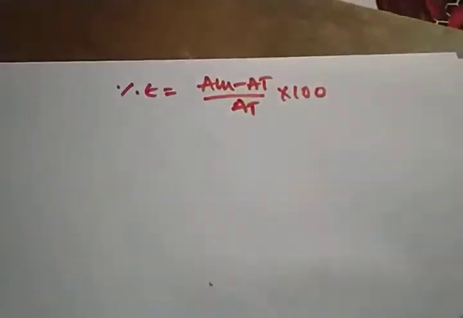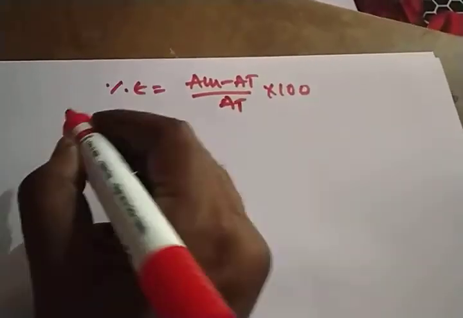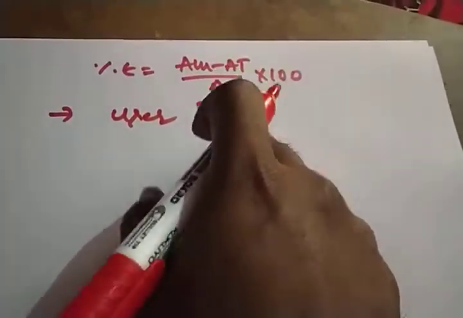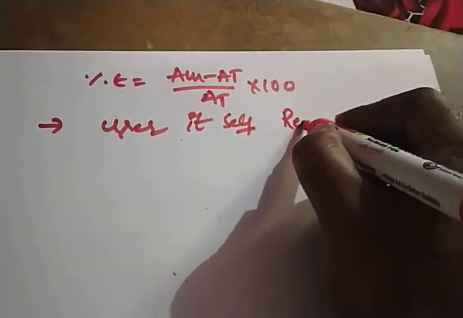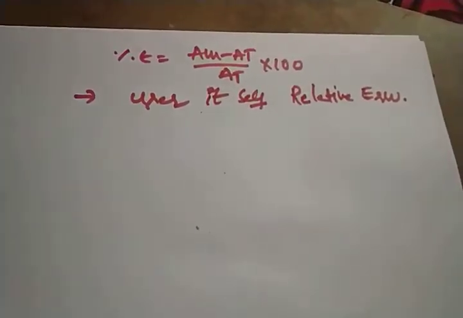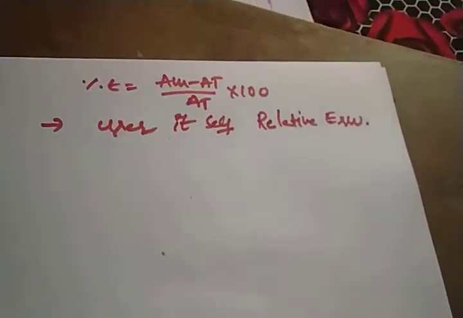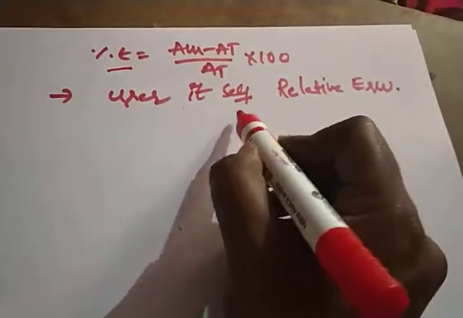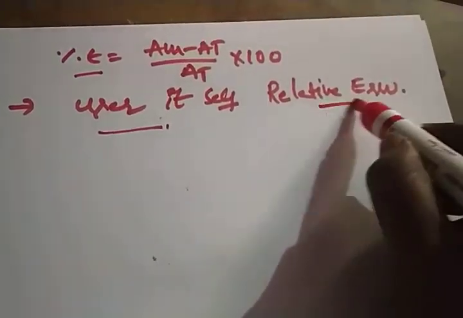Now we are going to deal with percentage error. So what is a percentage error? (AM minus AT) by AT into 100, right? If this percentage error is given by the user itself, then we can call it a relative error. So what is a relative error? I'll define each and every error with an example, no doubt about it. You should follow my video, that's it, right? If this percentage error is defined by the user itself, then we can call it a relative error.